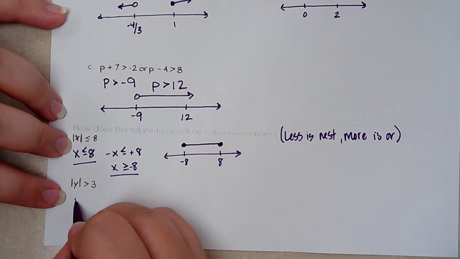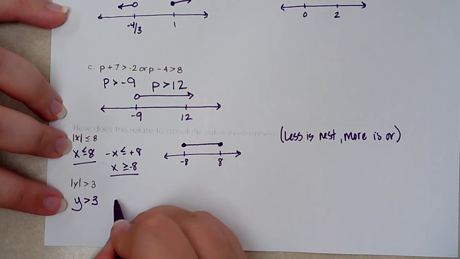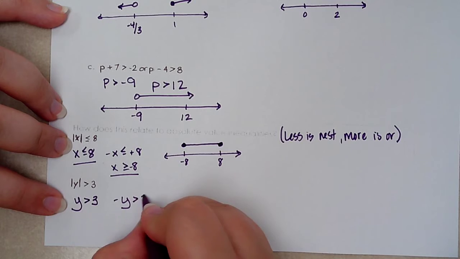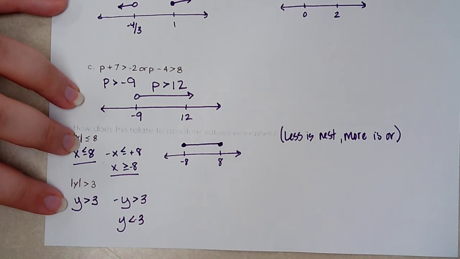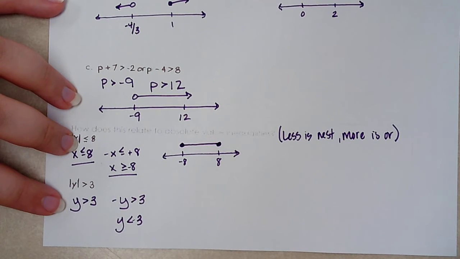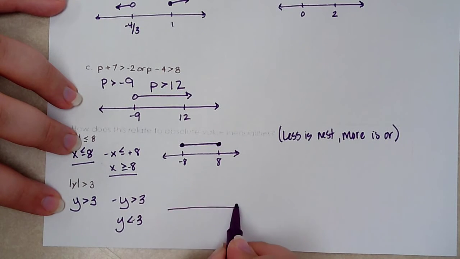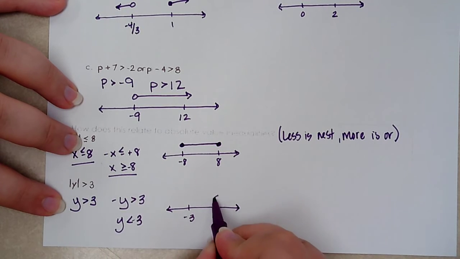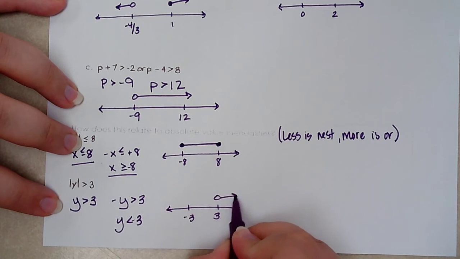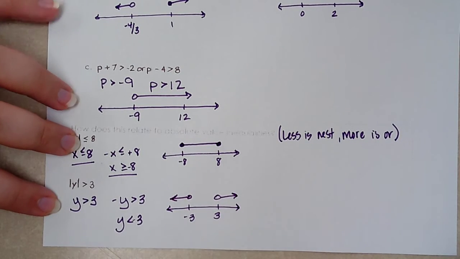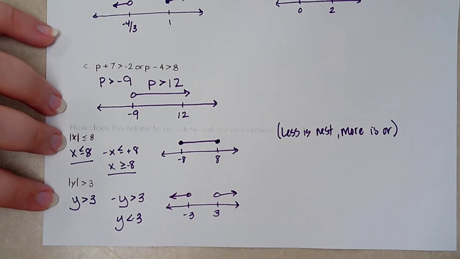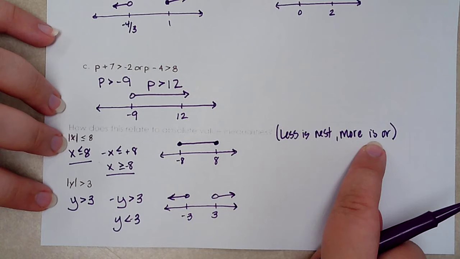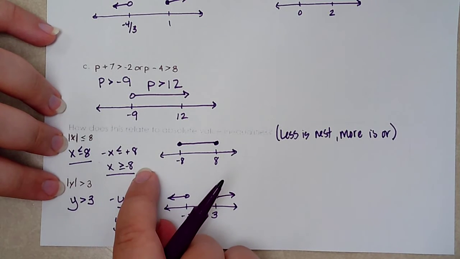Same thing. I could have positive y is greater than 3, or I could have negative y is greater than 3. When I solve this one, I'm going to get y is less than negative 3. And then, of course, when I graph it, you're going to see that instead of being nested in between those two values, it is greater than 3 or less than negative 3. More is or. They go out. Or means out.